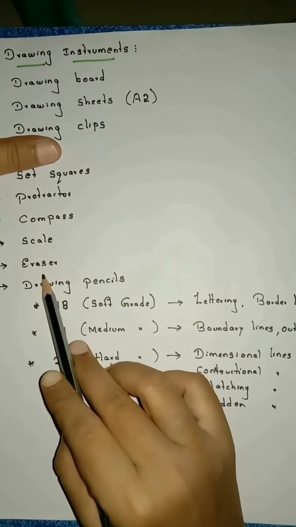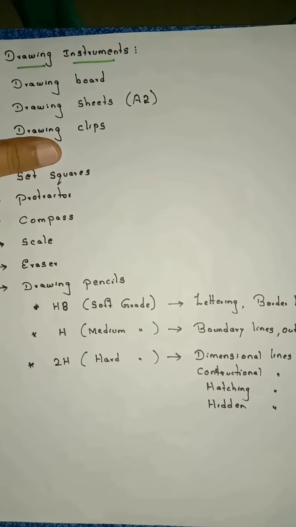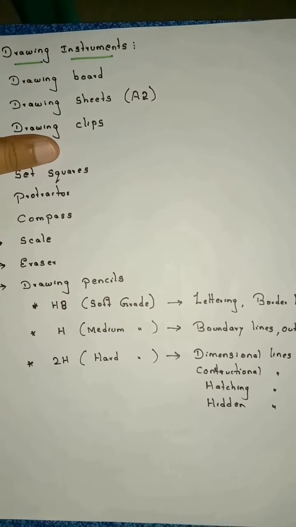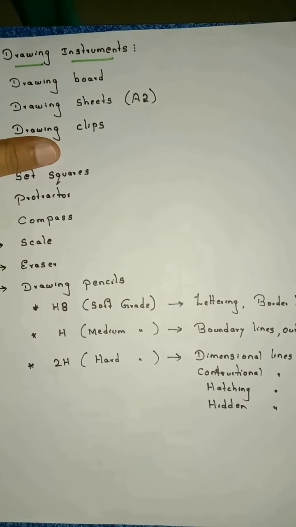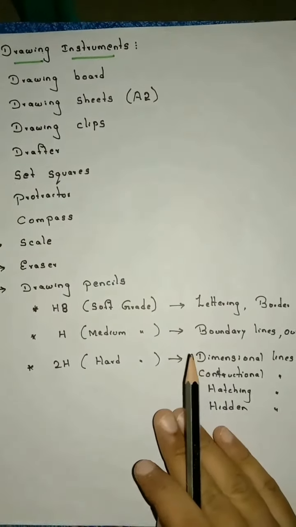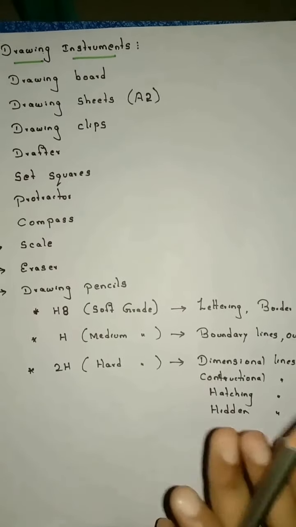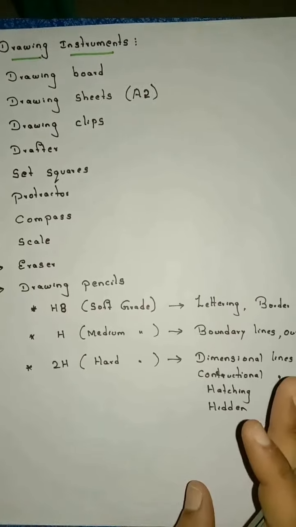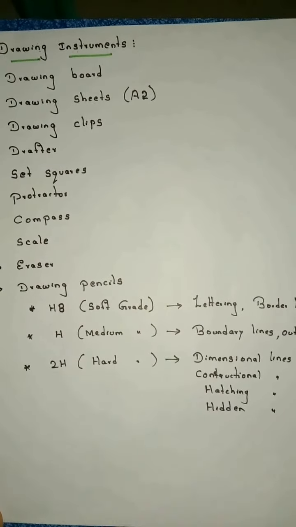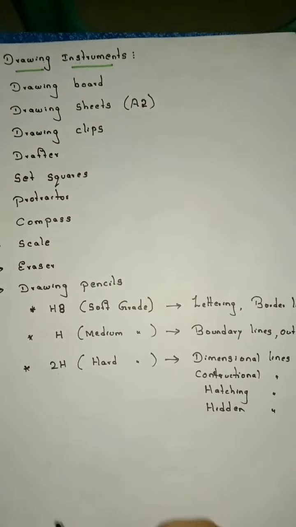Then next is eraser. See, frequent use of eraser in engineering graphics should be avoided. Don't use eraser much in engineering graphics, right? And then next is drawing pencils. See, in all these drawing instruments, this drafter and these drawing pencils, both are very important, right? In drawing pencils I wrote here HB, H, 2H. HB is soft grade, H is medium grade, 2H is hard grade.